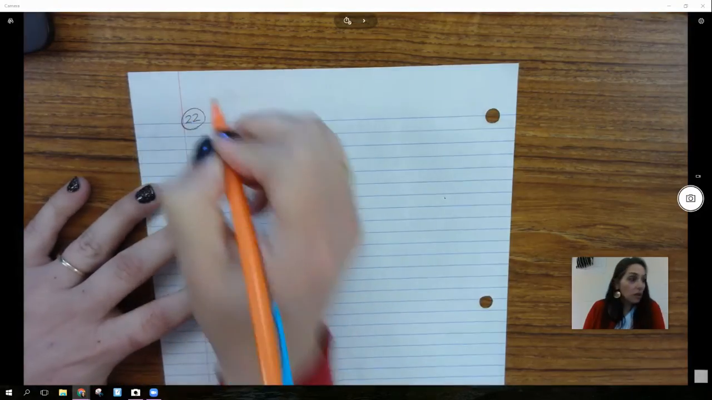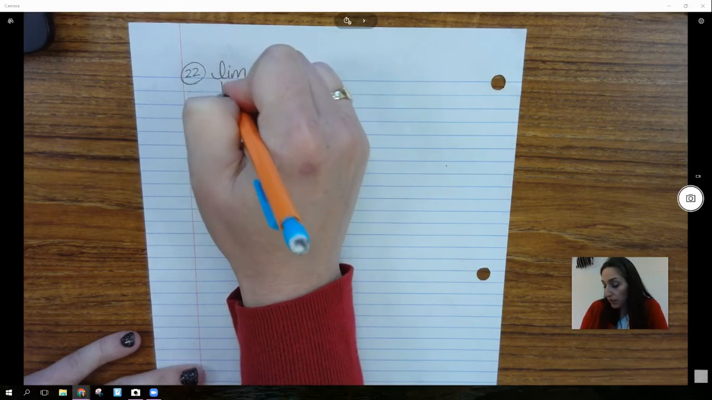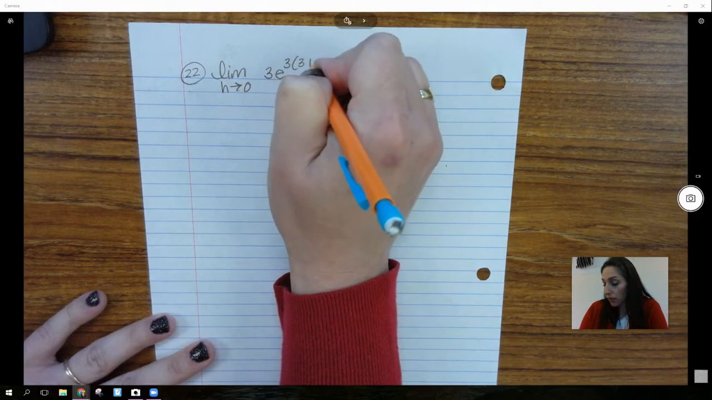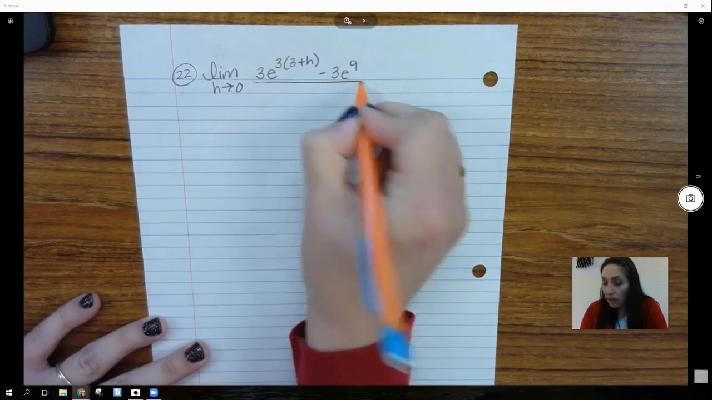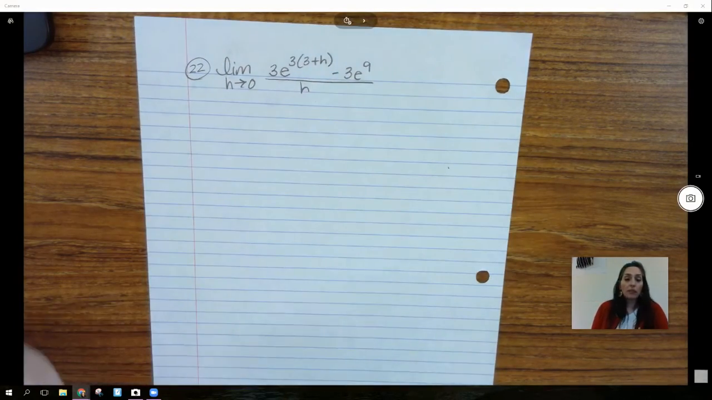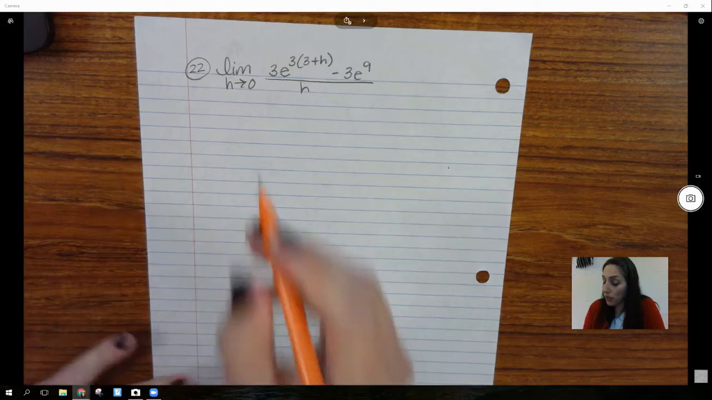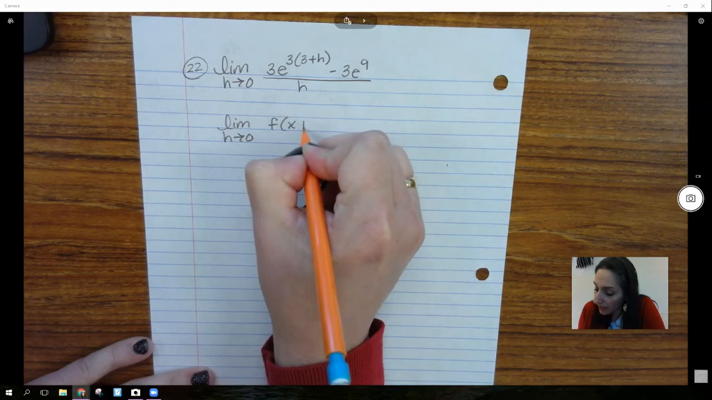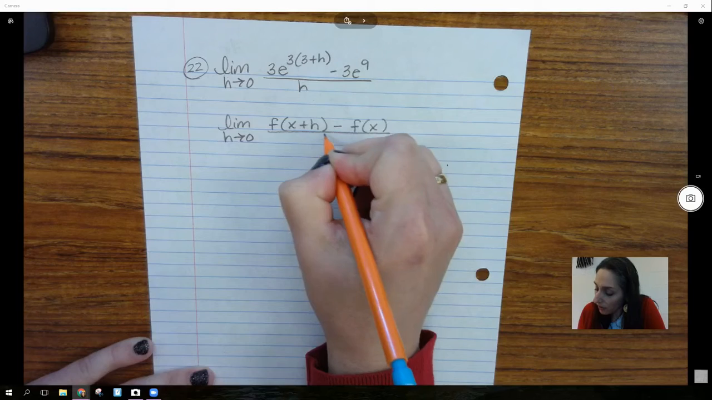Okay. For number 22, it's kind of tricky. It's kind of old material, back to limits. So 3e to the 3 plus h, minus 3e to the 9th, all over h. Okay, so this is the definition of a derivative. You need to remember that the definition of a derivative is f of x plus h minus f of x all over h.